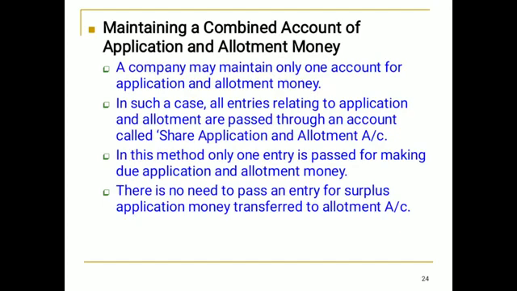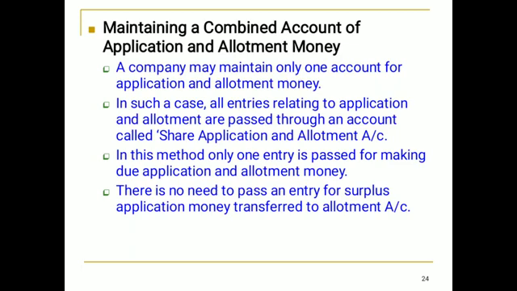A company may maintain only one account for application and allotment money. That means whatever amount is received for application will be transferred to application and allotment money. Even the amount which is received for allotment money will be transferred to application and allotment money. Why? Because the company is maintaining a combined account.